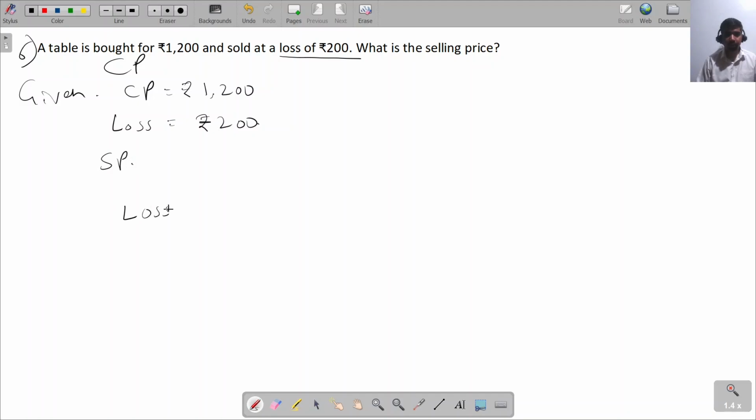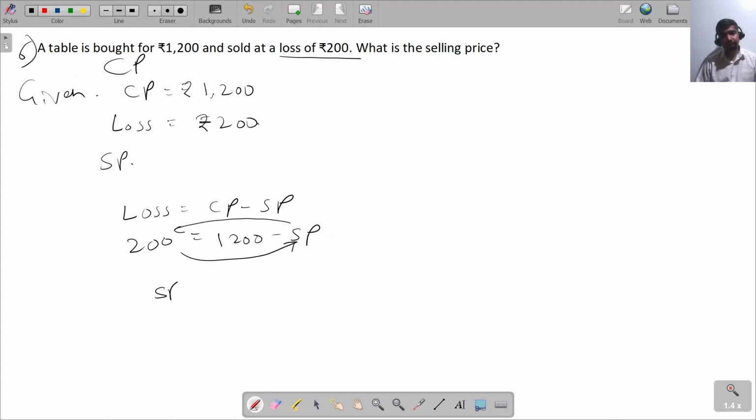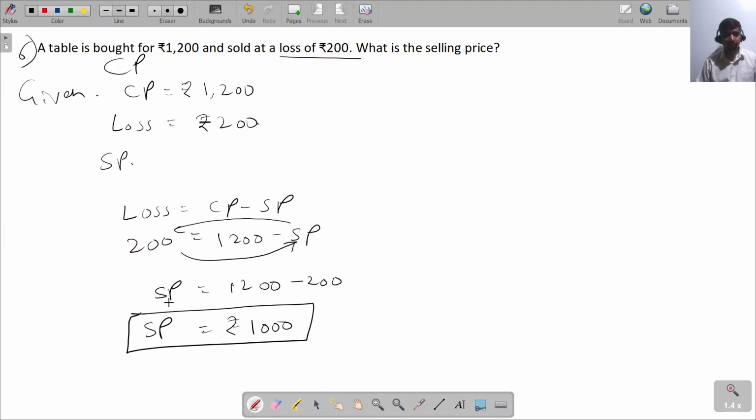तो लॉस का फॉर्मूला क्या होता है? CP minus SP. Cost price is more than selling price. So loss is of 200. CP is 1200. SP you have to find. Same logic. Bring this over here. So you have got SP equal to 1200 minus 200. So selling price is rupees 1000. So the table was sold at rupees 1000 and the loss occurred was rupees 200. I hope you got this sum also.